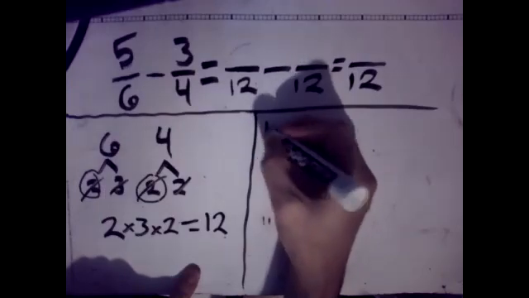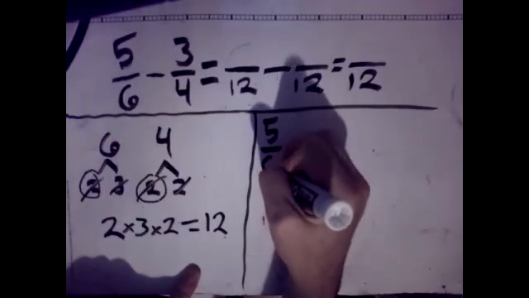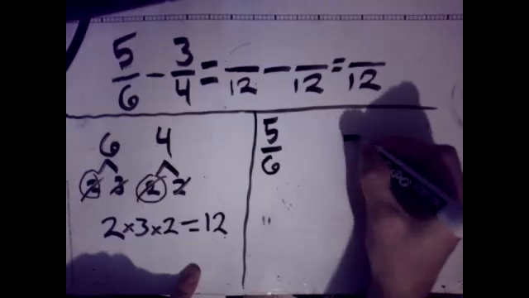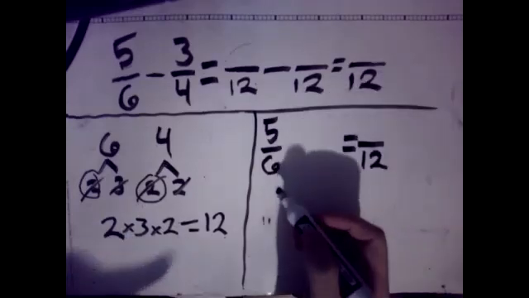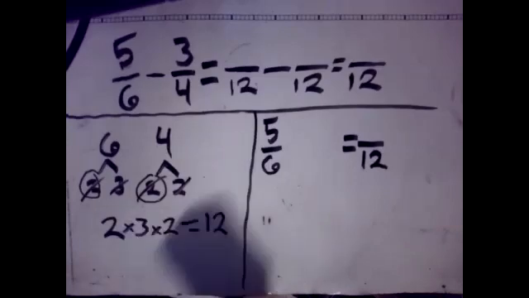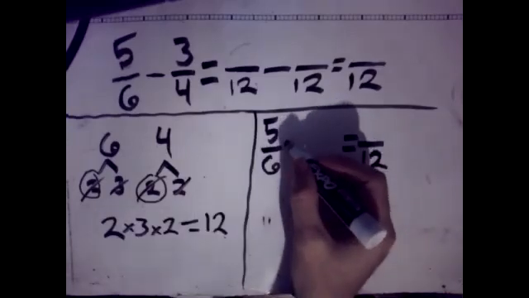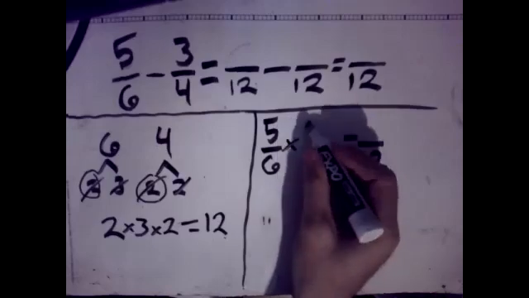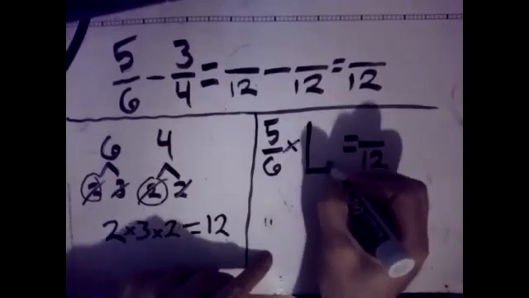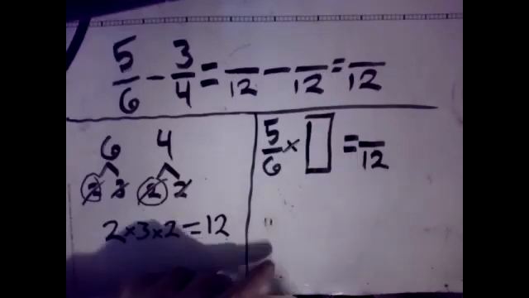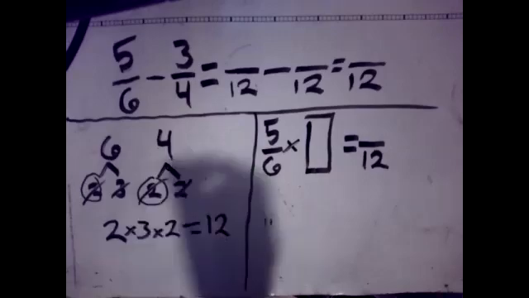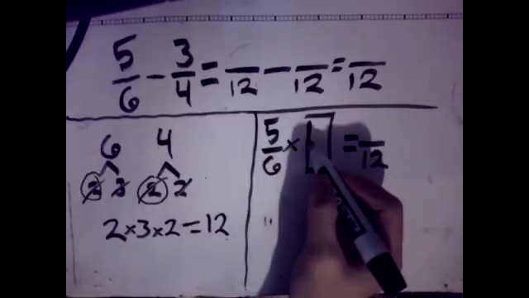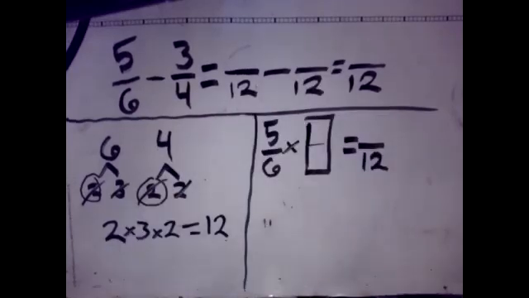So I have 5/6, and I don't want it to be sixths anymore. I want it to be 12ths, but I can't change its value. So the only thing I can do without changing its value is multiply it by 1. If you multiply it by 1, it keeps its value, it keeps its identity. That is the identity property. But I can use a fraction that is an equivalent form of 1.